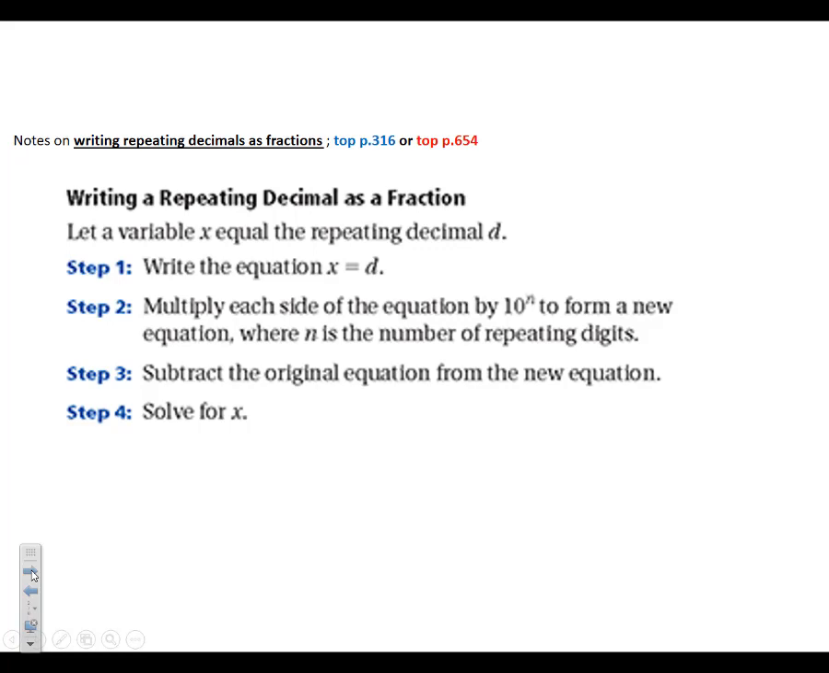Step three, you're then going to subtract the equation from step one, the original equation, from the equation in step two, the new equation. And then you're going to solve for x. So hopefully you have that written down. Let's go to our first example, and let's just get writing right along, writing these repeating decimals as fractions in simplest form. So ladies and gentlemen, our first repeating decimal, example number one, is 0.5 repeating.